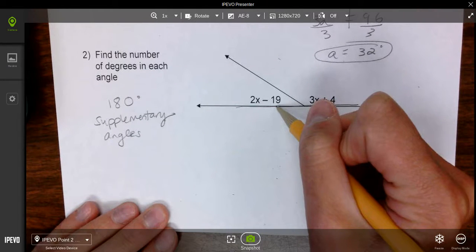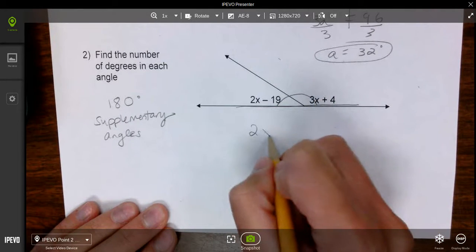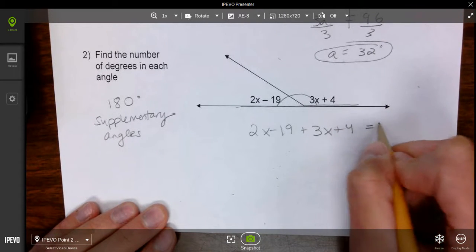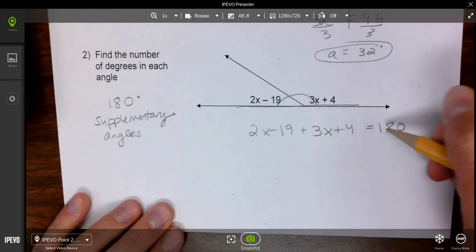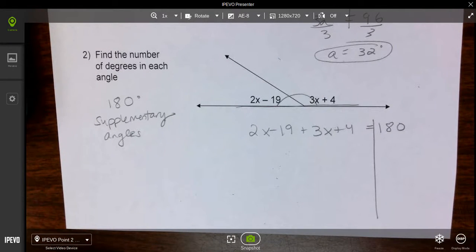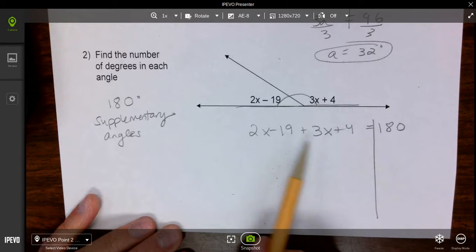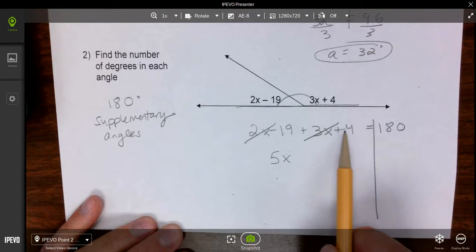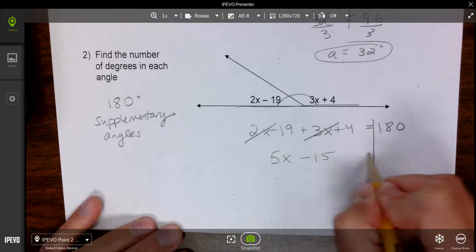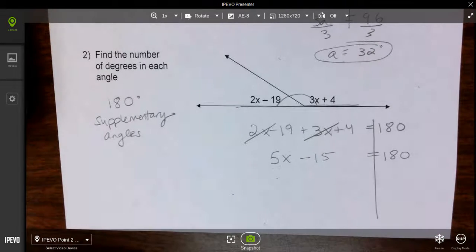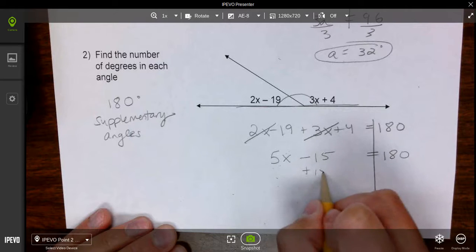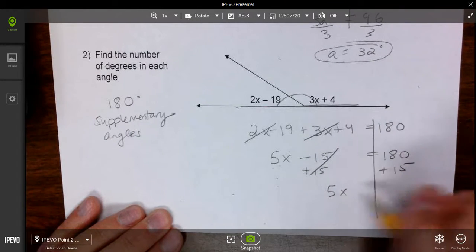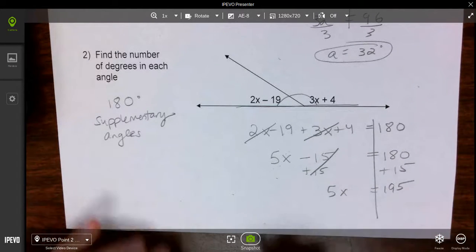Okay, so I'm going to write an equation. 2x minus 19 plus my other angle of 3x plus 4 has to add to 180 degrees. Put a line through the equal sign, start combining like terms. 2x and 3x gives me 5x, so I'm going to cross those out. Negative 19 and positive 4 gives me minus 15 equals 180. Going to add 15 to both sides of my equation. 5x is equal to 195.